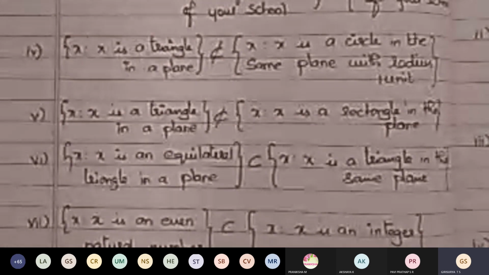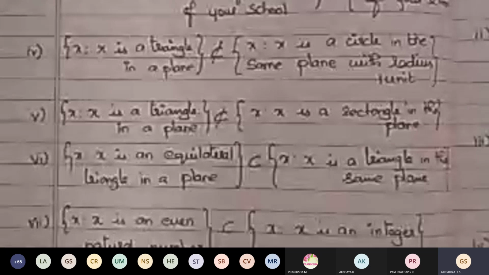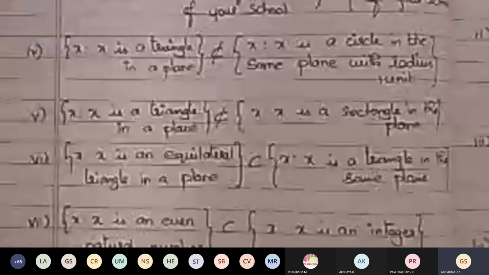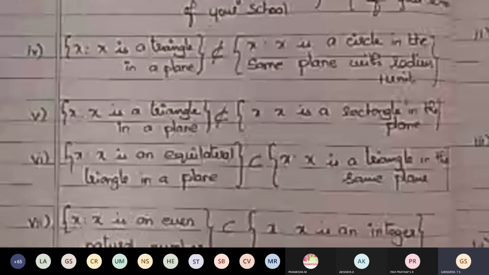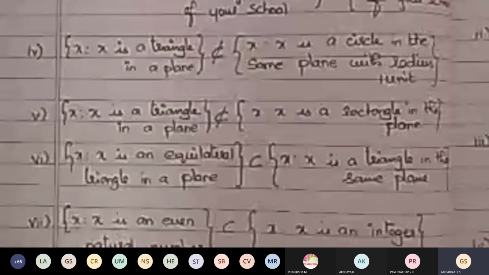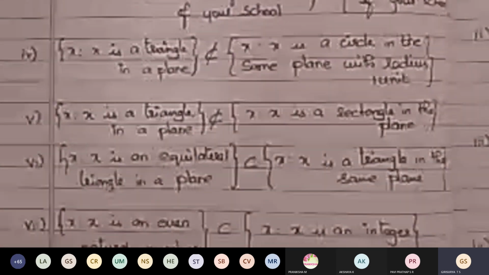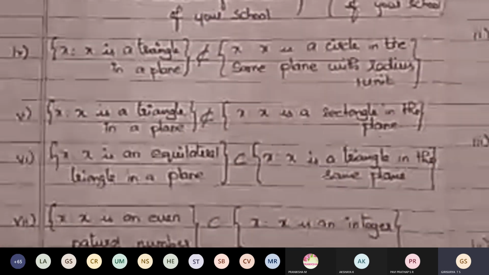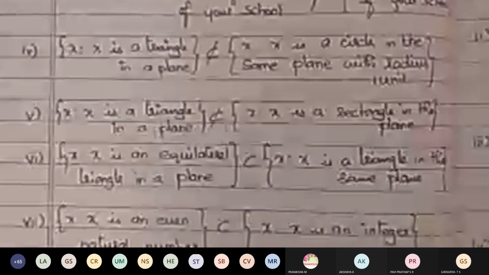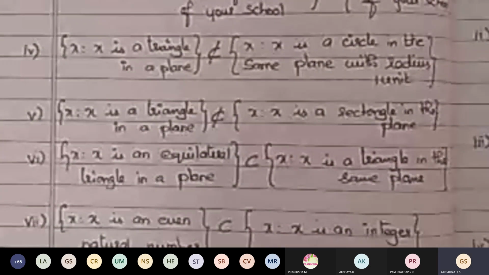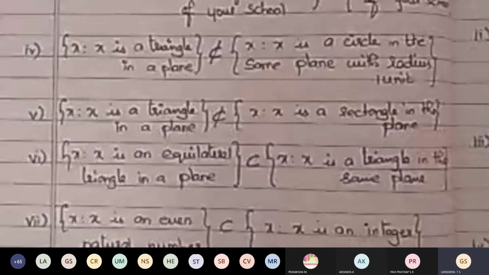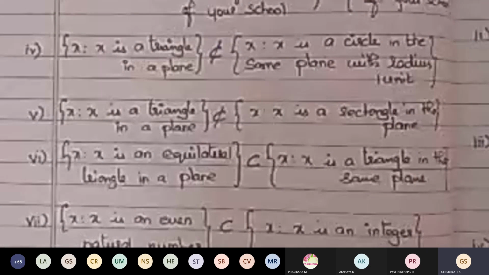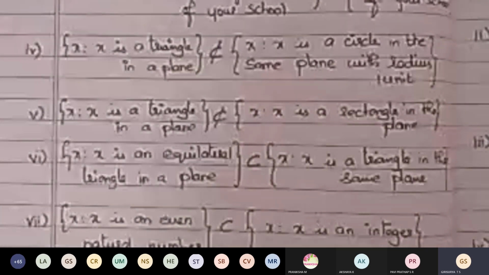See, it is given in set builder form. X is a student of class 11 of your school. So they are talking about ours, right? Class 11 students, those 100 students they are talking about, whether it is a subset of what is given there: X is a student of your school. Whether class 11 is a subset of the school? Yes, sir, of course. Therefore, it is a subset. X is a student of class 11 of your school, and X is a student of your school. Therefore, it is a subset.